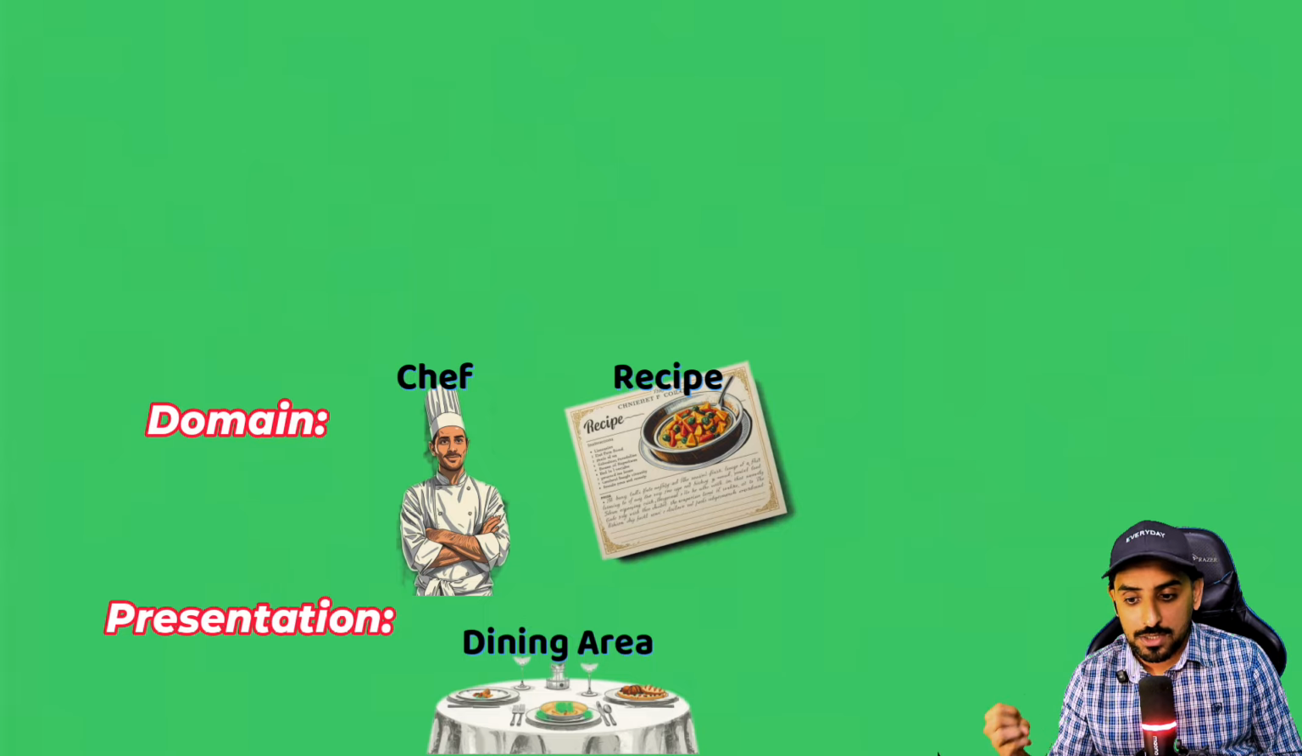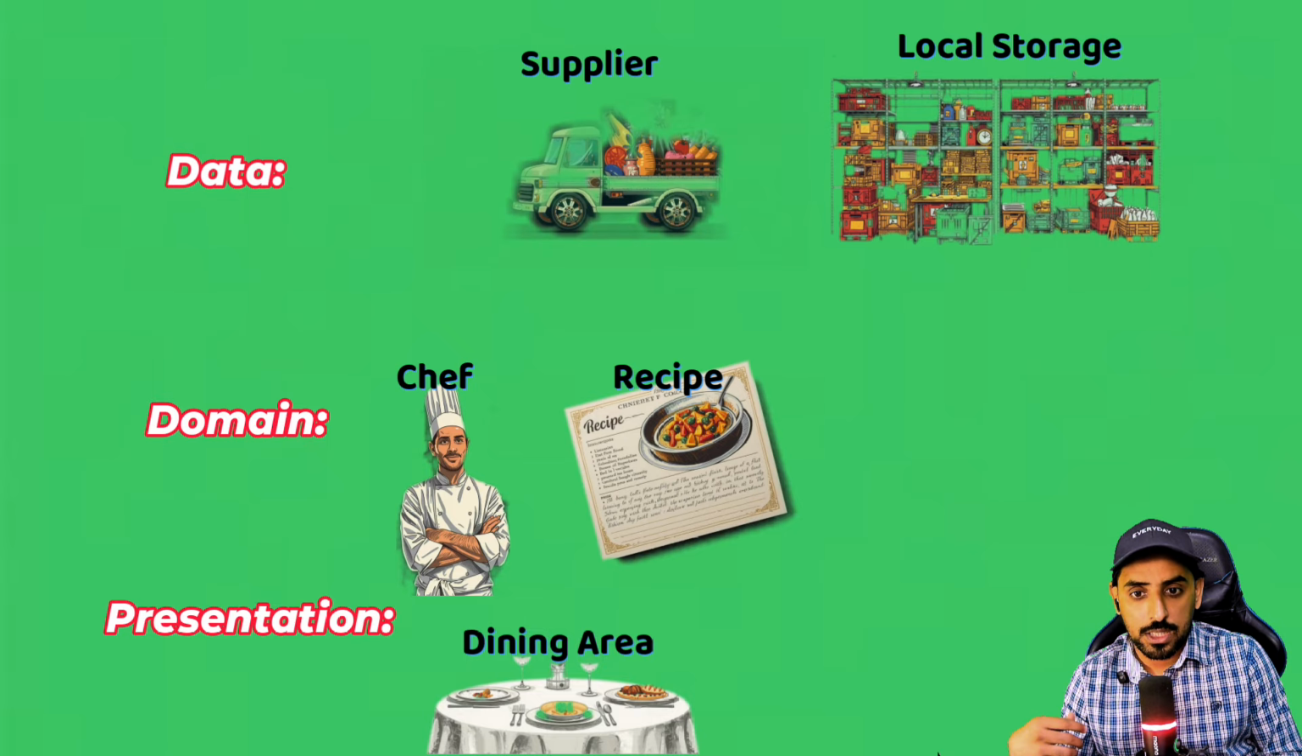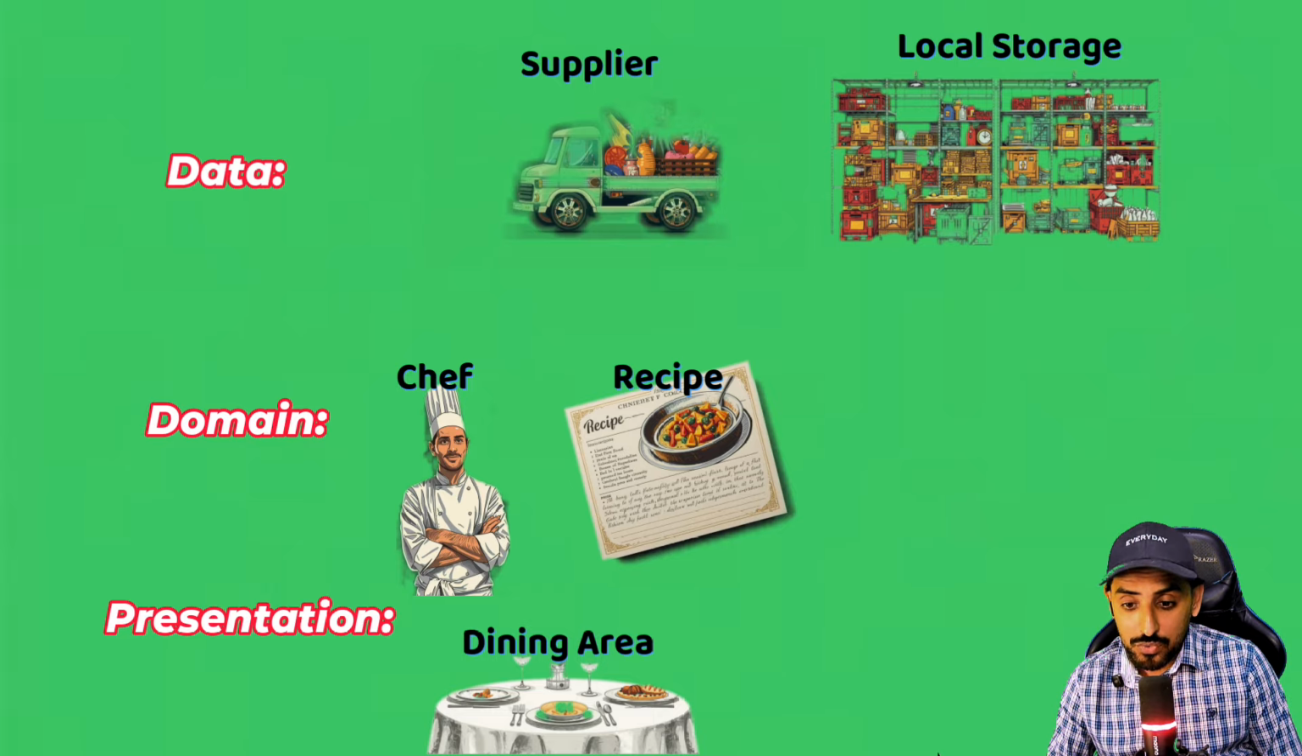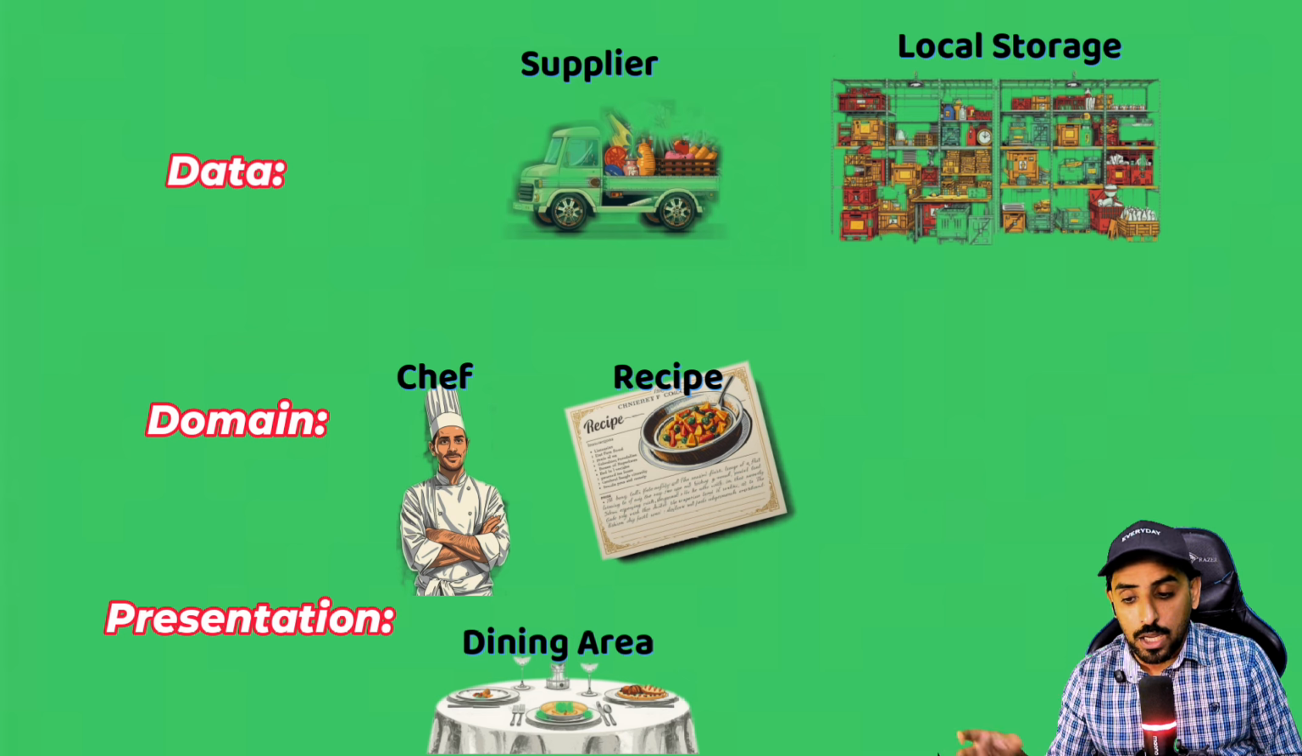And the third one could be your local storage, or it can be your supplier that provides the ingredients, because the chef cannot prepare food without ingredients. Let's say you need tomatoes, potatoes and all that, and that is being provided by the suppliers. So the supplier becomes your data section, right?